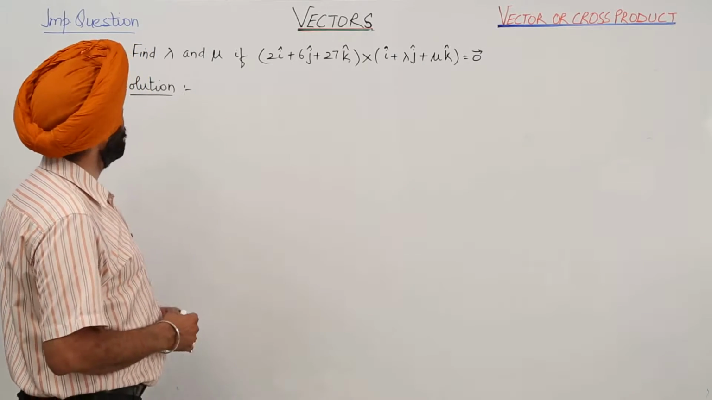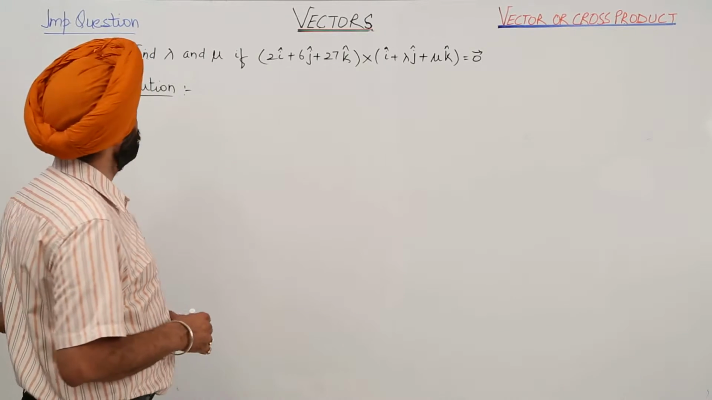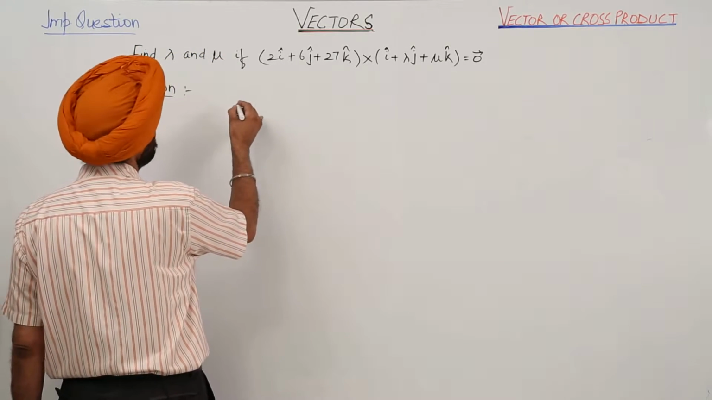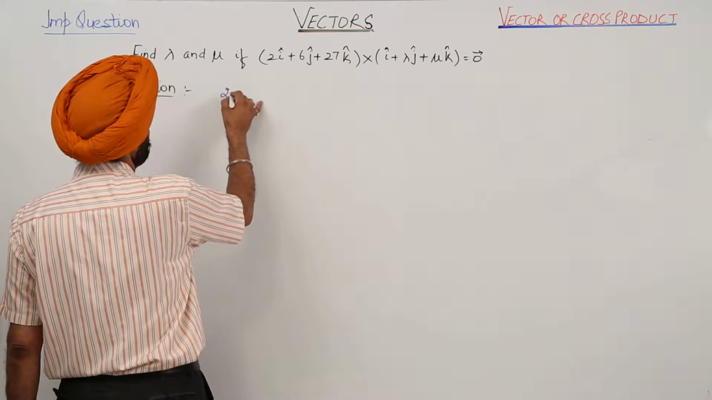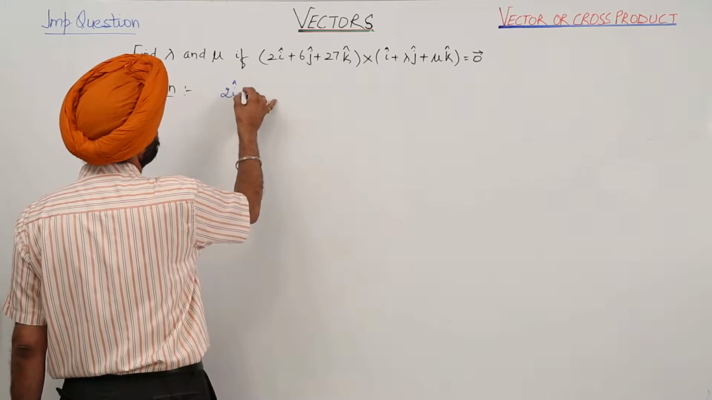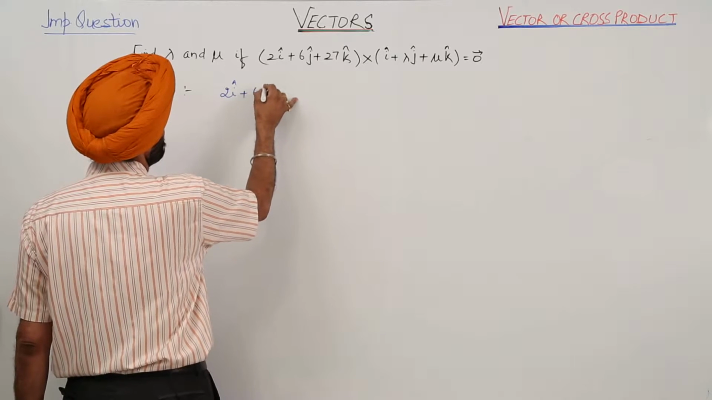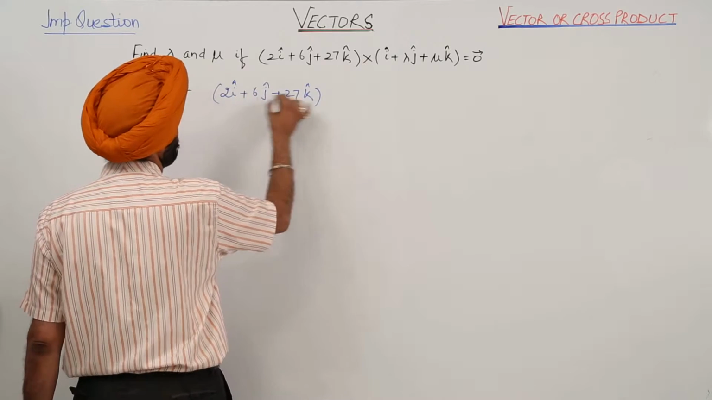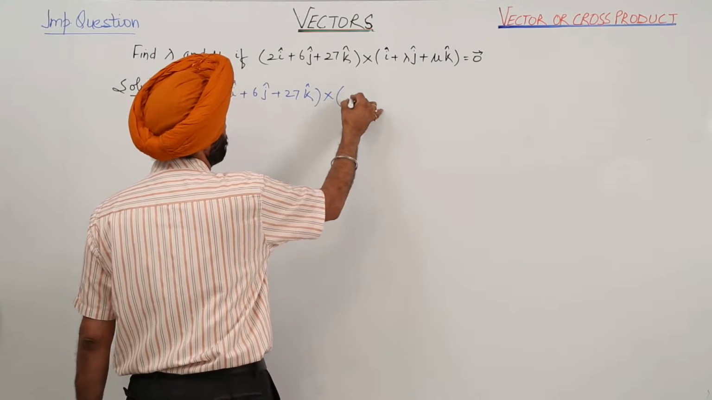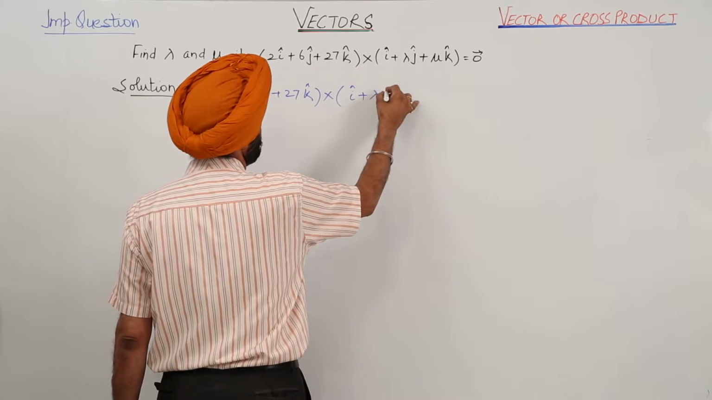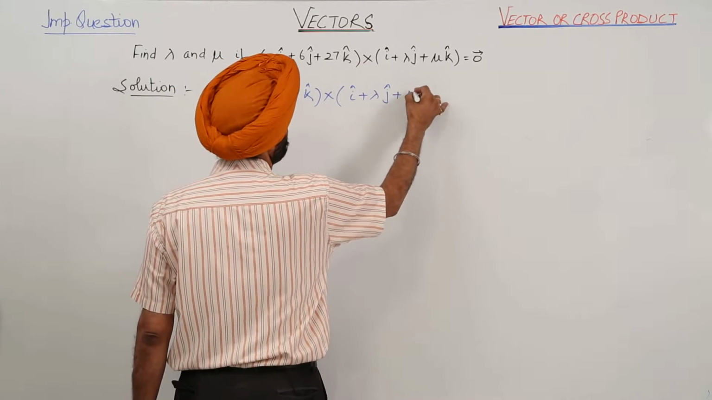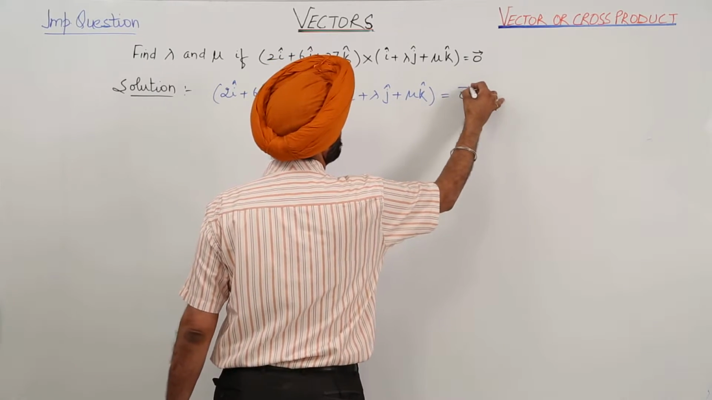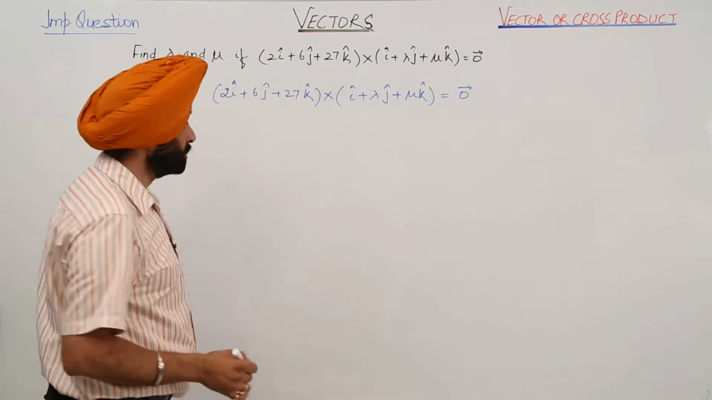You have to find the value for lambda and mu for the given condition. Now we have to find the cross product of 2 i cap plus 6 j cap plus 27 k cap with i cap plus lambda j cap plus mu k cap, and the condition is that this is equal to 0 vector. The cross product is a 0 vector.